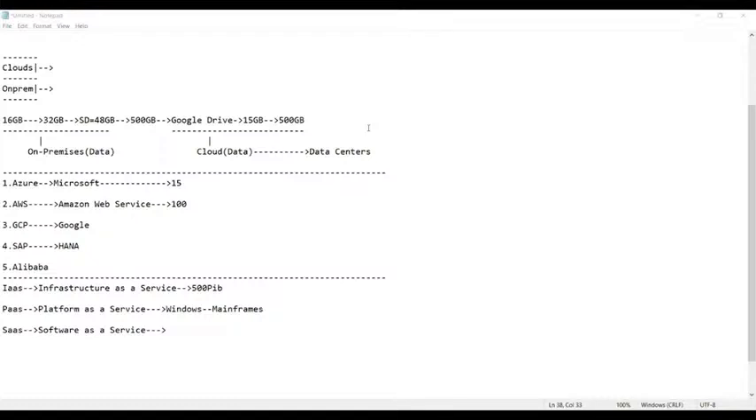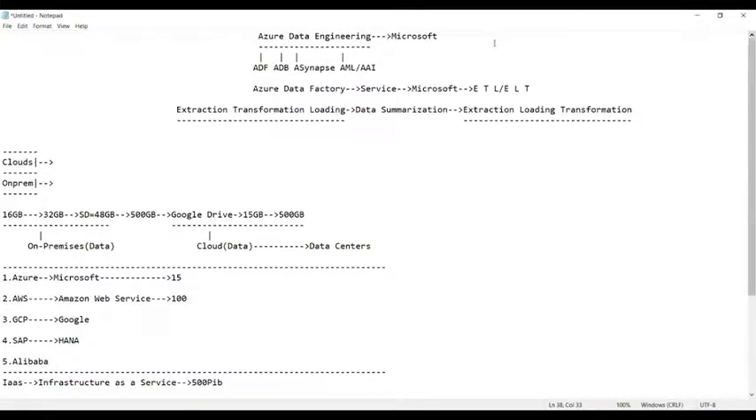But the next point here is what? Okay, cloud is clear, everything is clear. But one more thing is not clear. That is called as what? What is this Azure Data Factory? We have not discussed this.